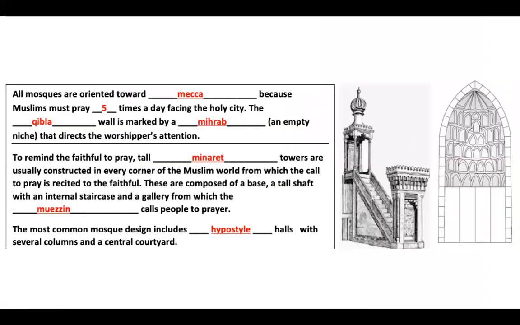Okay, all mosques are oriented toward Mecca because Muslims must pray 5 times a day facing the holy city. The qibla wall is marked by a mihrab, which is an empty niche that directs the worshippers' attention. To remind the faithful to pray, tall minaret towers are usually constructed in every corner of the Muslim world from which the call to prayer is recited to the faithful. These are composed of a base, a tall shaft with an internal staircase, and a gallery from which the muezzin calls people to prayer.